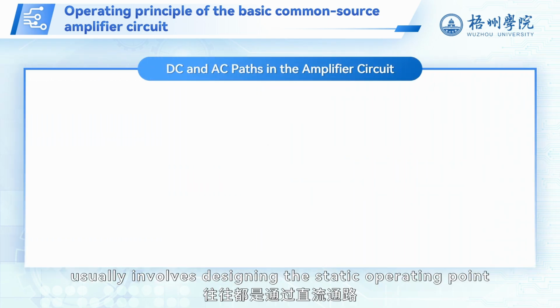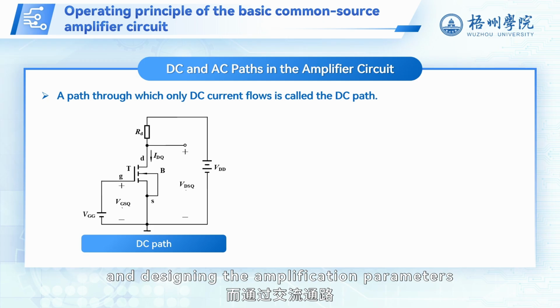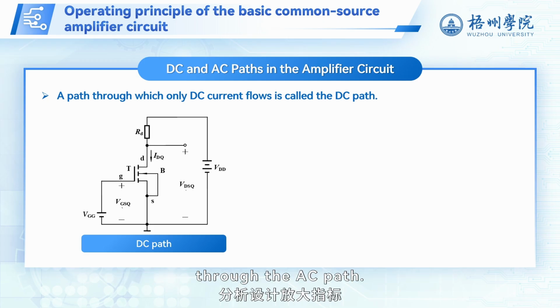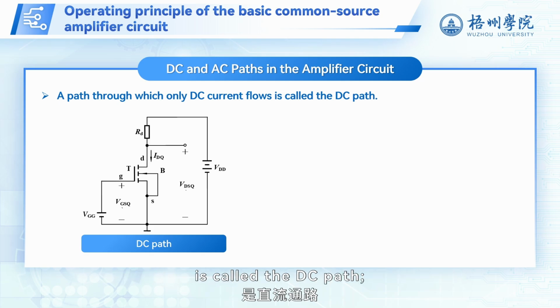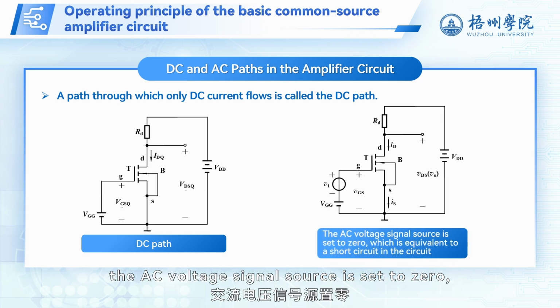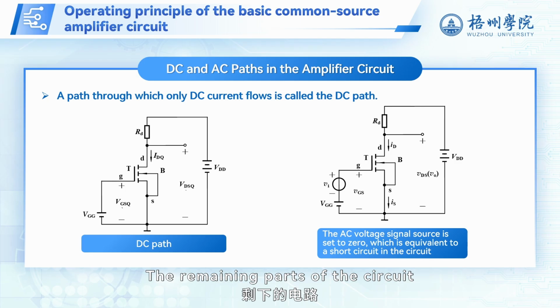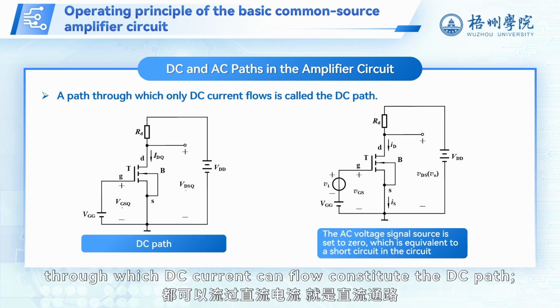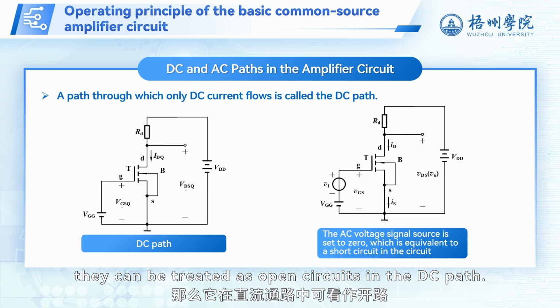The analysis method usually involves designing the static operating point through the DC path and designing the amplification parameters through the AC path. A path through which only DC current flows is called the DC path. When drawing the DC path of the circuit, the AC voltage signal source is set to 0, which is equivalent to a short circuit in the circuit. The remaining parts of the circuit through which DC current can flow constitute the DC path. If the circuit contains capacitive elements, they can be treated as open circuits in the DC path.